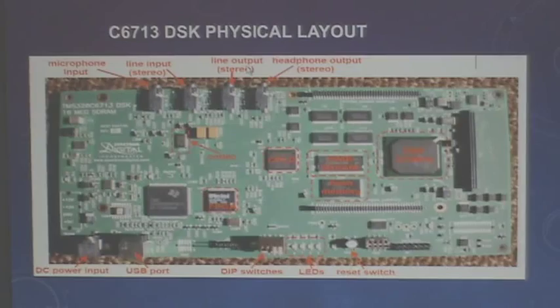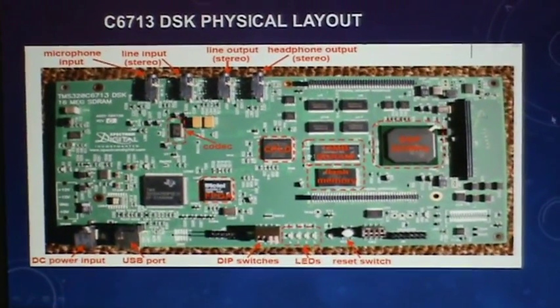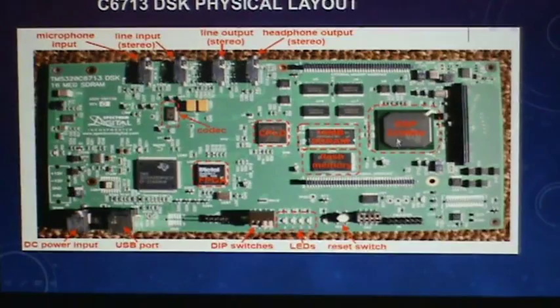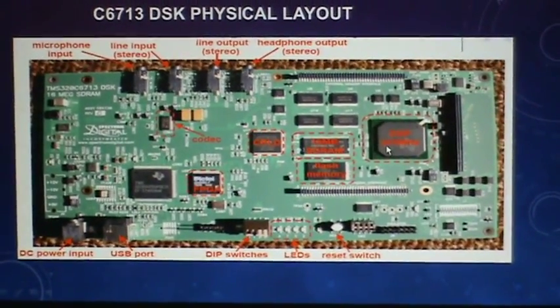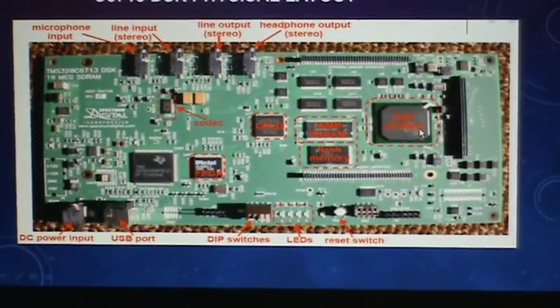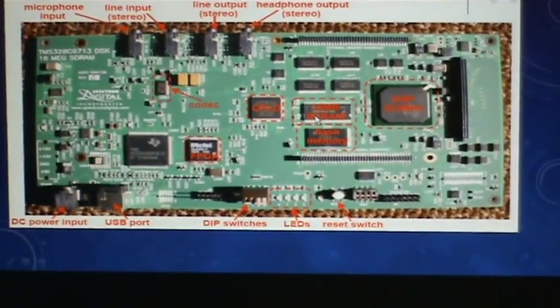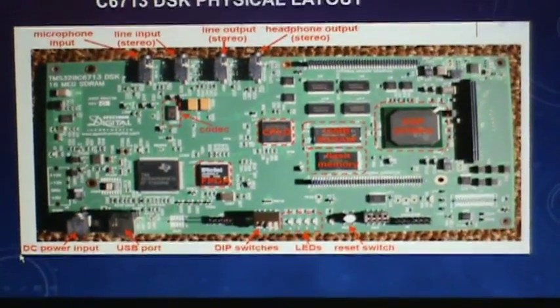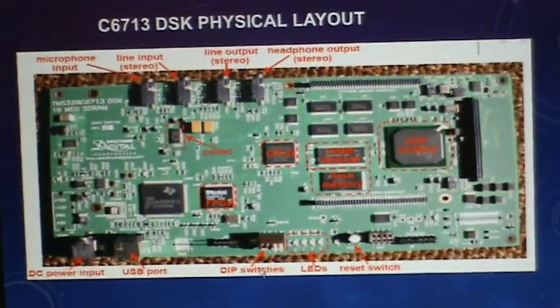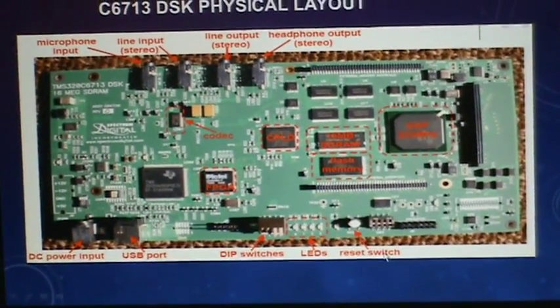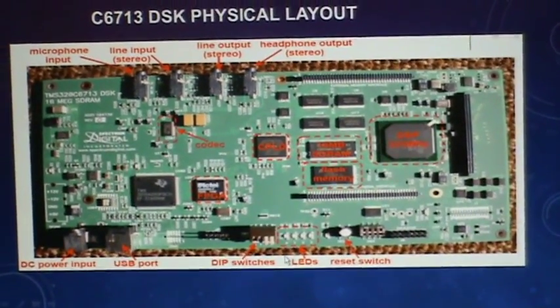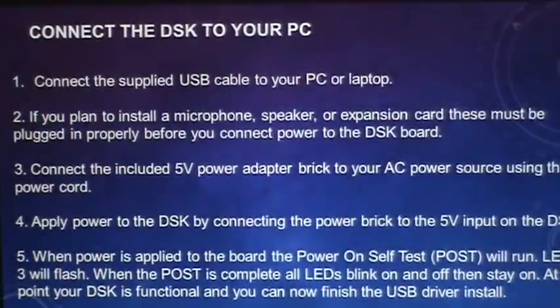Line output, headphone output. The processor is a DSP operating at 225 megahertz, and SDRAM is 16 MB. DC power input, USB port, DIP switches, LED switches, and reset switch make up the physical layout of the C6713 DSK.